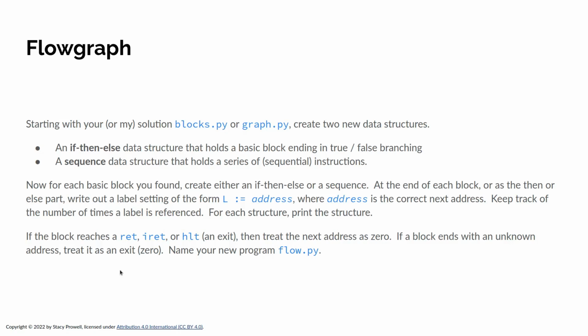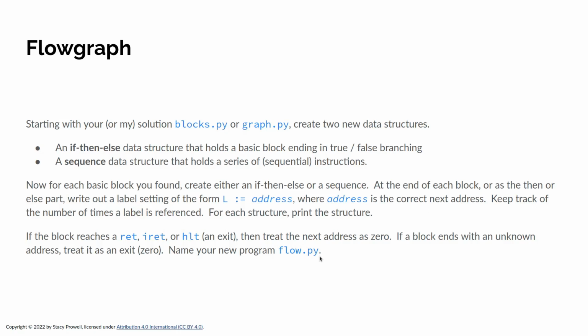If a block ends with an unknown address like jump EAX, where is that going? Or jump RAX, I guess, that would be better because it's 64 bits. Jump RAX, I don't know where that goes. I'm going to treat that as an exit. Just go ahead and treat it as 0 to simplify things. And name your new program flow.py.